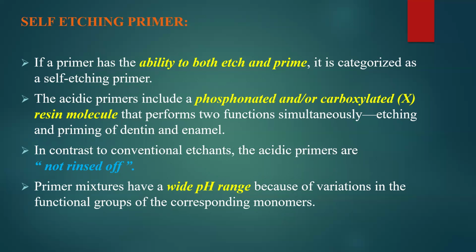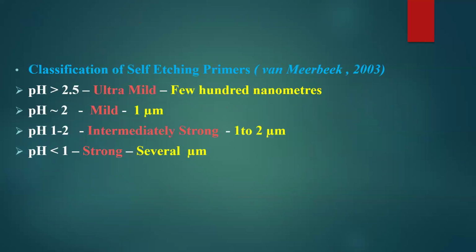Primer mixtures have a wide pH range because of variations in the functional groups of the corresponding monomers. The classification of self-etching primers by Van Meerbeek in 2003: a pH greater than 2.5 is considered ultra-mild, with only a few hundred nanometers of priming. A pH equivalent to 2 is mild, 1 micrometer. A pH of 1 to 2 is considered intermediately strong, that is 1 to 2 micrometers, and a pH less than 1 is strong, that is several micrometers.